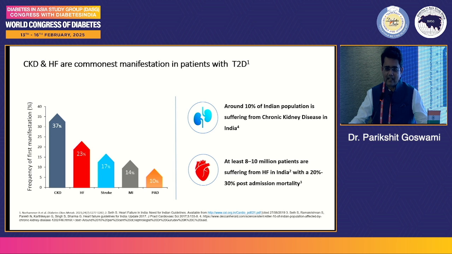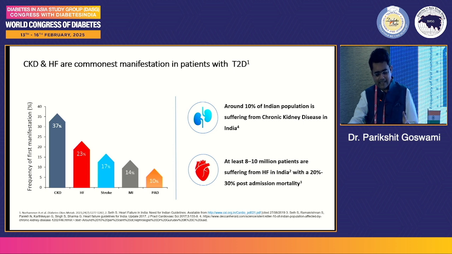CKD and heart failure are the commonest manifestations in people with type 2 diabetes, then subsequently stroke, myocardial infarction, and peripheral artery disease. Again, if you carefully look, underneath all these complications is the vascular problem, whether it is CKD, heart failure, stroke, myocardial infarction, or PAD.